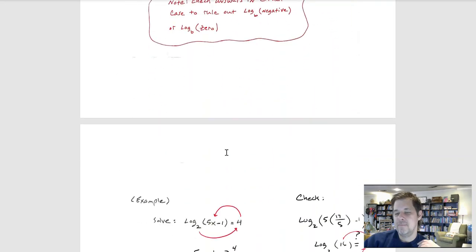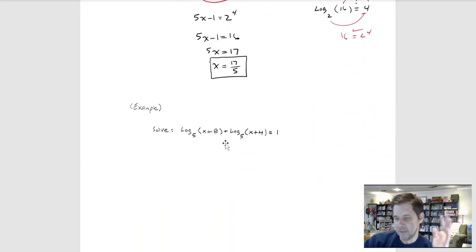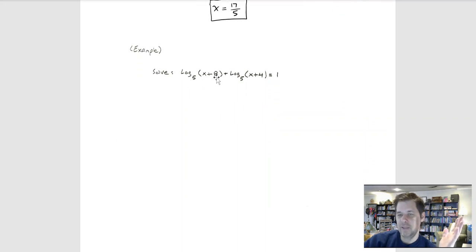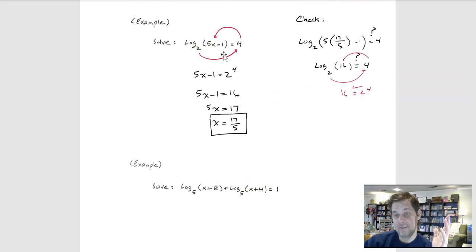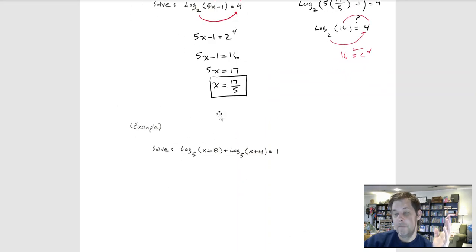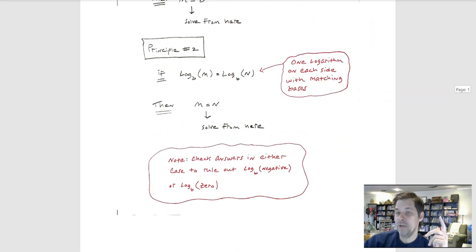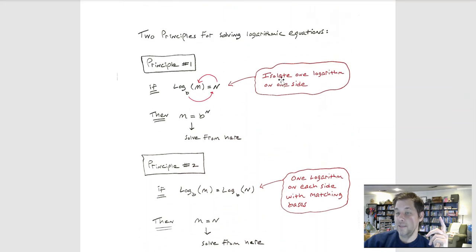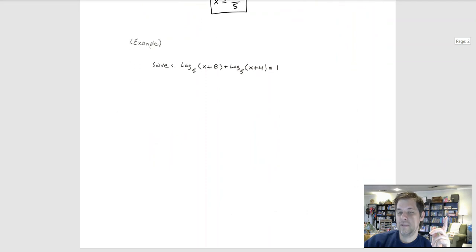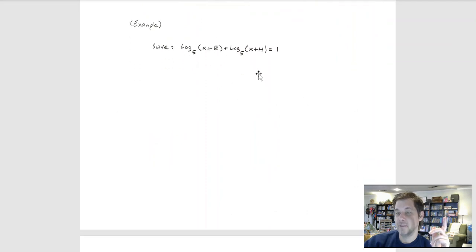Okay, this one, well, let me see, how many logarithms over here? Log base 5 of x plus 8 plus log base 5 of x plus 4, so there's 2 of them. So it's not exactly like this one, okay? But do you think you could get it to where you could isolate one logarithm on one side? In other words, can we turn these 2 logarithms into one logarithm? Is there some way to do that? There is some way to do that.